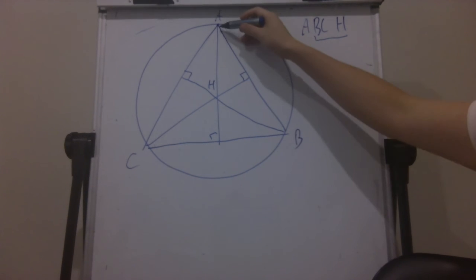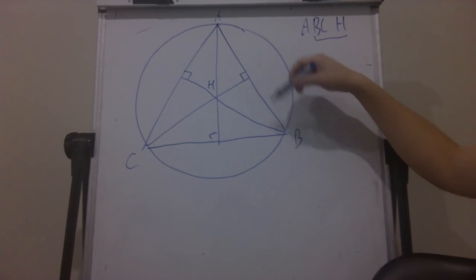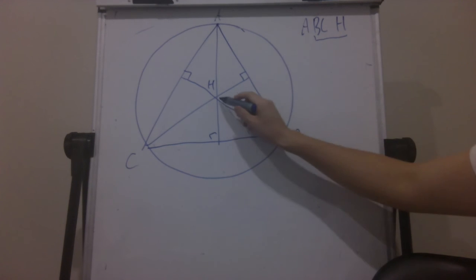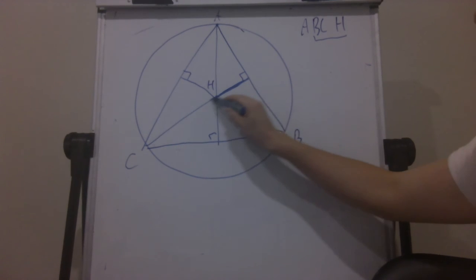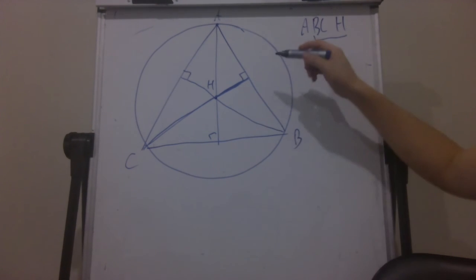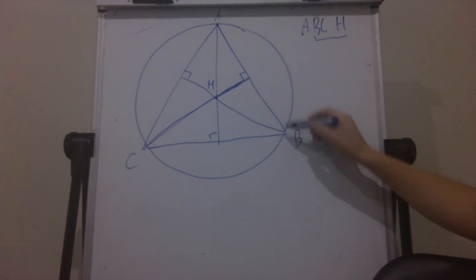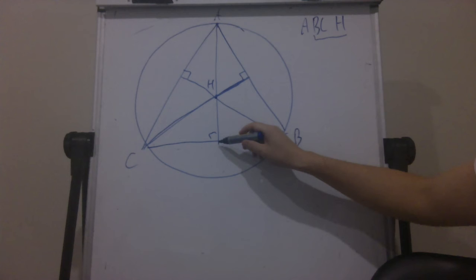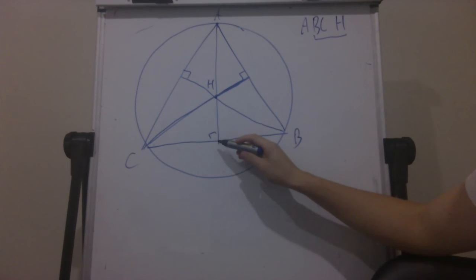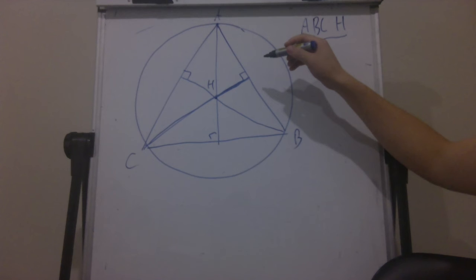If you see AHB, the altitude of AHB is this line, goes to H, and then it keeps going and hits C. And the altitude from A is this line. But isn't the altitude from A the one that goes to AC?